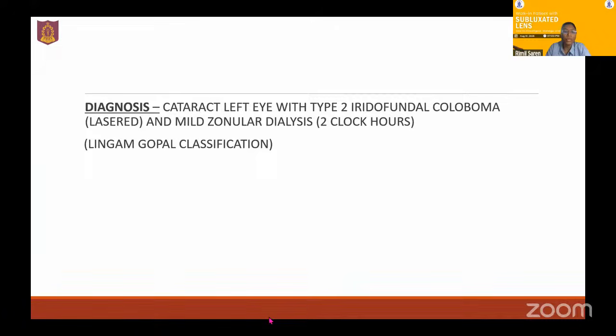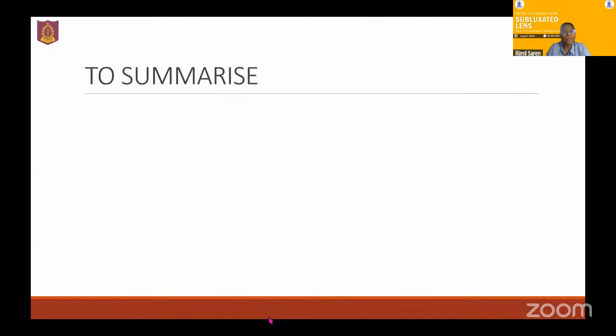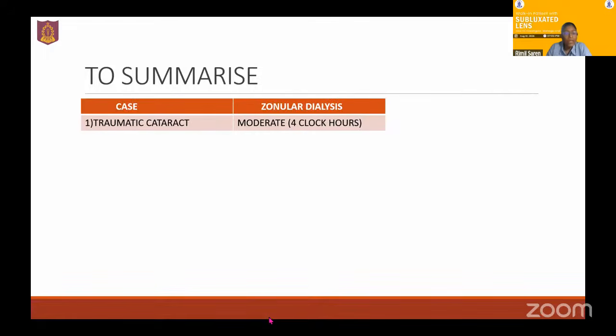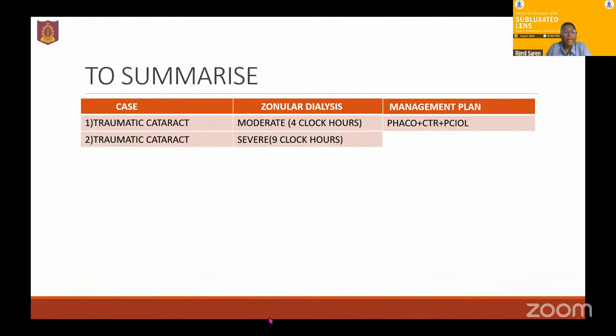So to summarize all of my cases, my first case was a traumatic cataract with a moderate zonular dialysis. My plan of management would be phacoemulsification with placement of a CTR with PCIOL. My second case was also a traumatic cataract with a severe zonular dialysis. So my plan of action will be phacoemulsification with placement of CTR plus CTS, or an oblique Cionni ring.